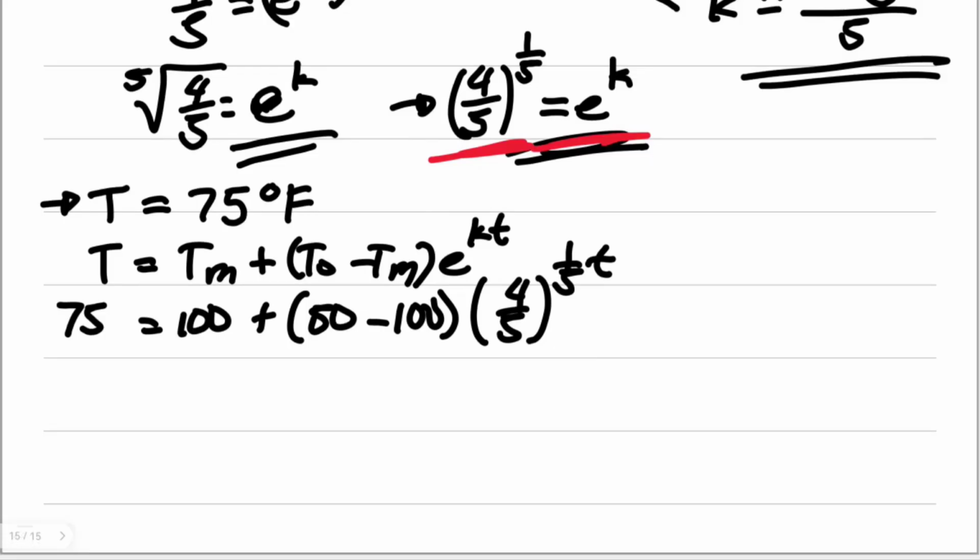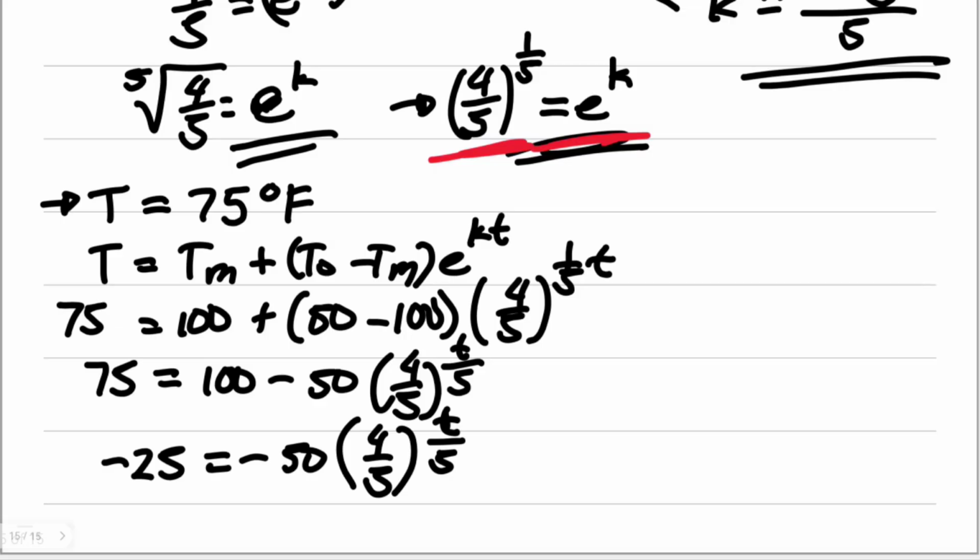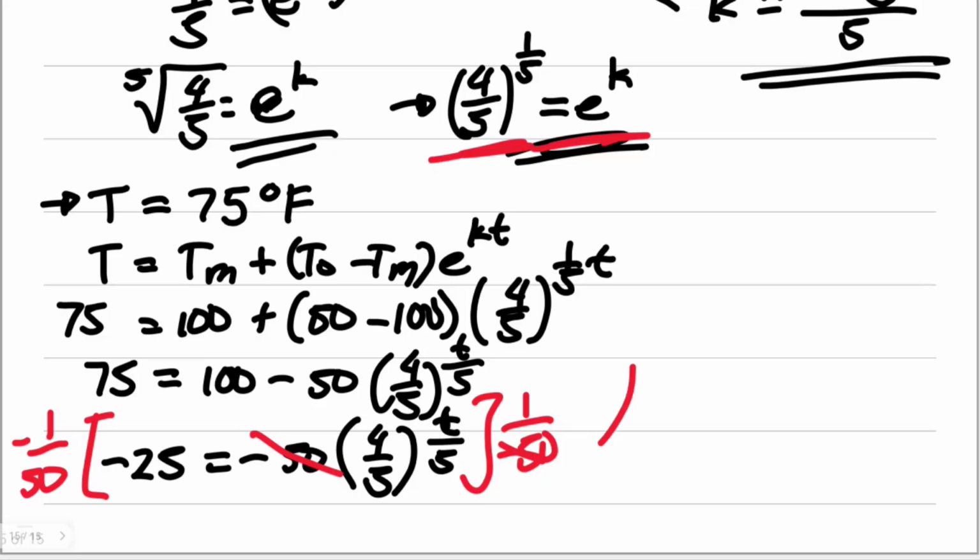So I'm going to have 75 equal to 100 minus 50 times 4/5 to the power of t over 5. Subtracting 100 from both sides, negative 25 equals negative 50 times 4/5 to the power of t over 5. Multiplying both sides by 1 over negative 50 to cancel this, you will have the equivalent form 1/2 equal to 4/5 to the power of t over 5.